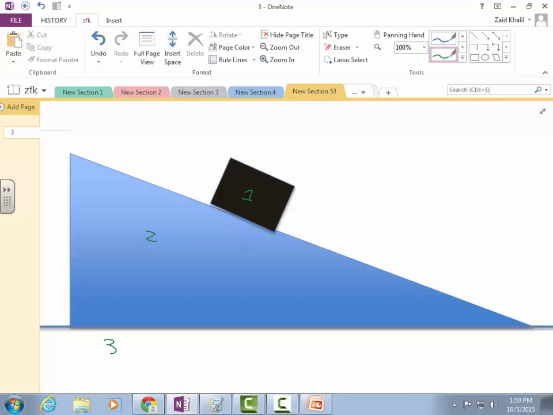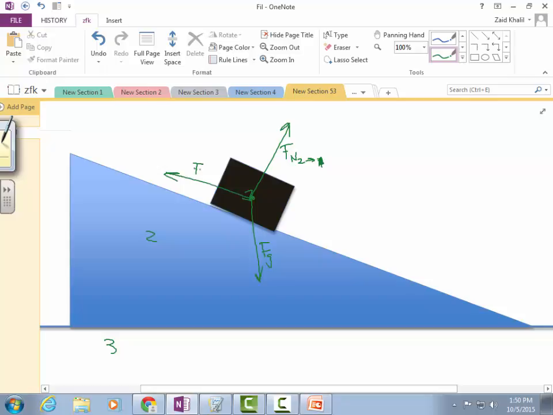So we have force of gravity. We have Fn of 2 on 1. And we have friction of which body on which body? Yes? 2 on 1. Okay? Now we go to body 2.